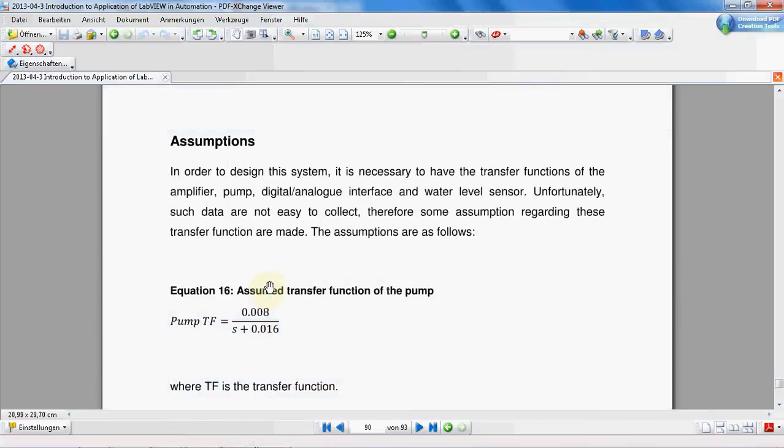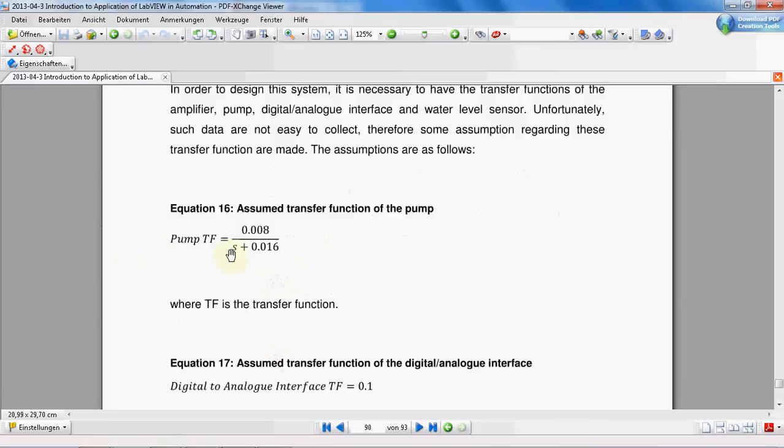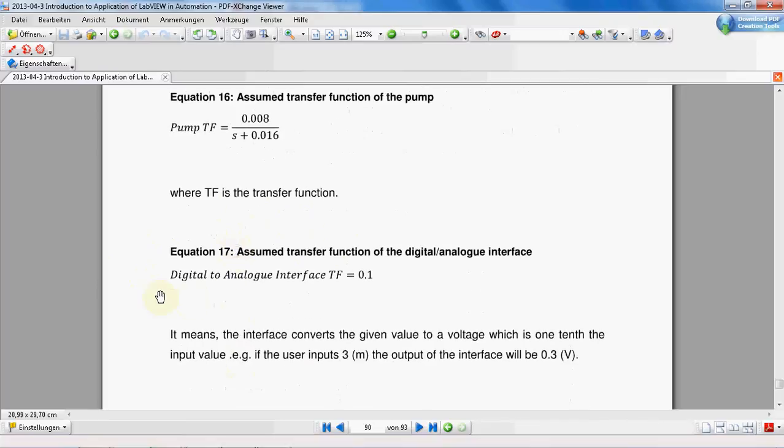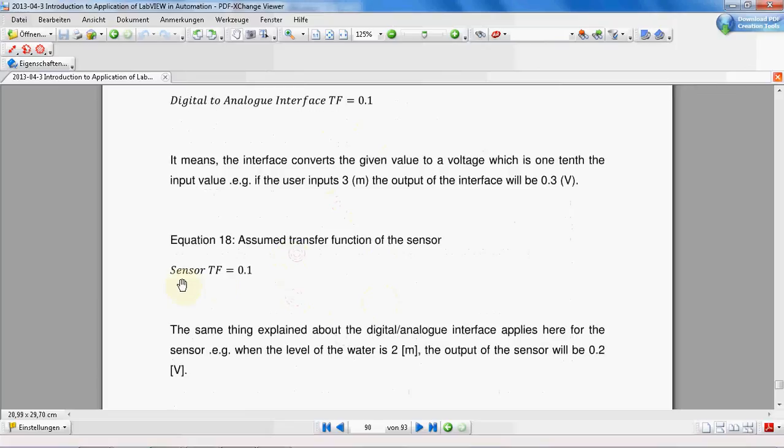Okay, these are our assumptions in this program. First of all, we assume that the transfer function of our pump is this. Also, the transfer function of the analog digital interface is this, which is in fact a proportional controller. We also assume that the transfer function of our sensor is something like that. It means if, for example, the level of the tank is 80 meters, a voltage of 0.8 will pass through the sensor to the summation point.